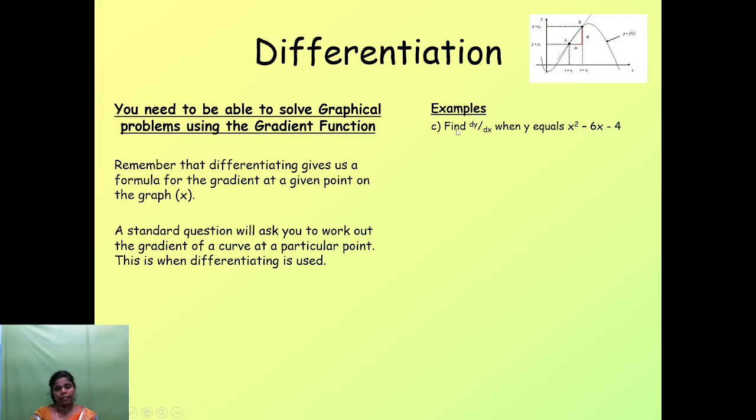Next example, find dy by dx, that is the first derivative of y with respect to x, when y equals x square minus 6x minus 4. Now we work out the first derivative in polynomials. What is meant by polynomial? A constant with the variable is called a polynomial. When the polynomial is equal to 0, it is called an equation. Here we take the polynomial x square minus 6x minus 4. So y equal to x square minus 6x minus 4.